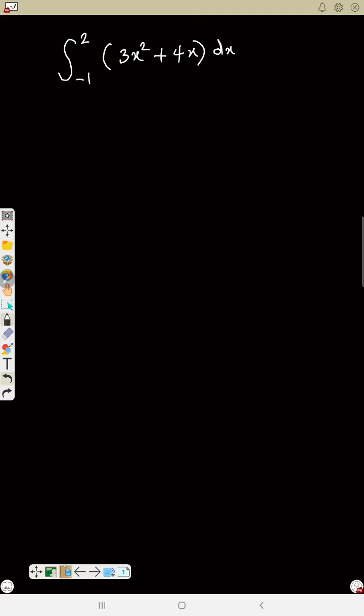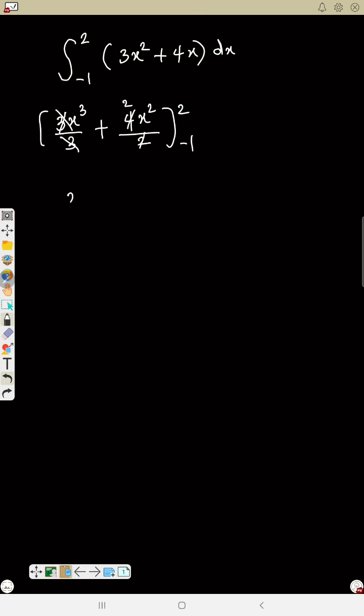So now let's integrate. The first thing we are going to integrate will give us 3s raised to power 3 divided by 3 plus 4s raised to power 2 divided by 2. Then we have 2 to minus 1. Remember, you add 1 to the power and divide by the new power. So we now know how to integrate. 3 can cancel out 3. 4 divided by 2 is 2.